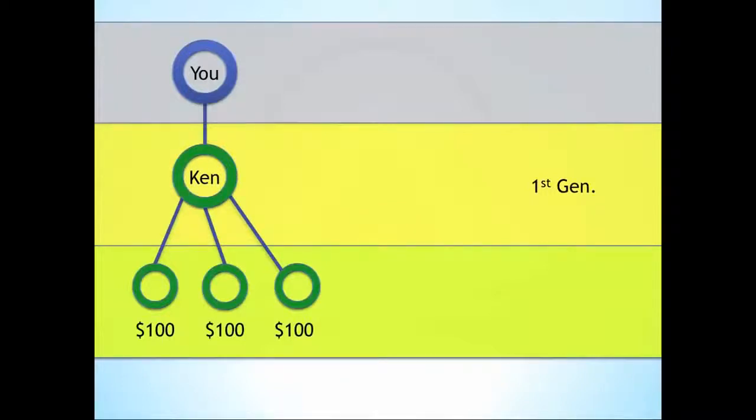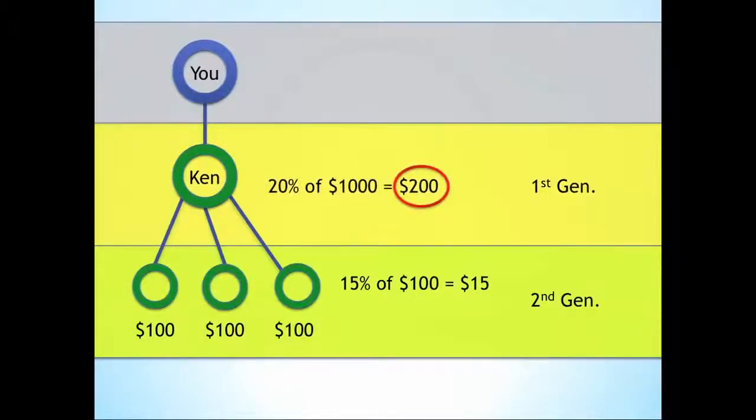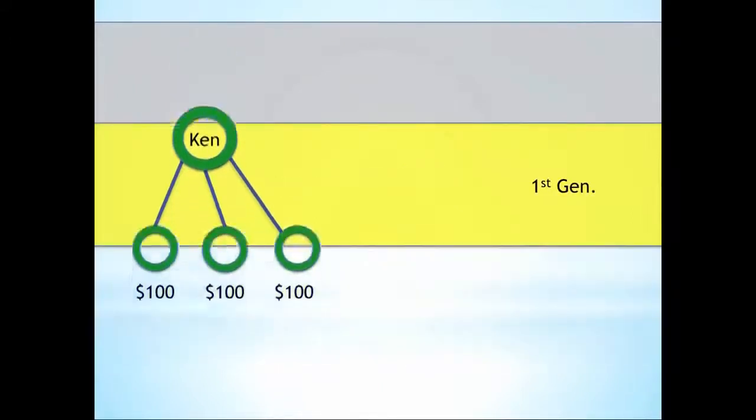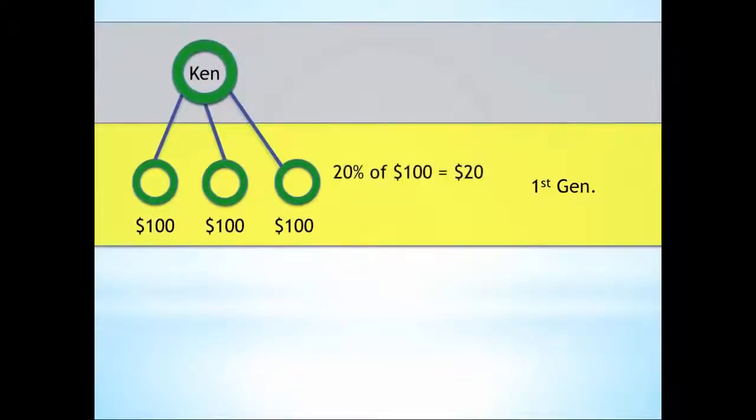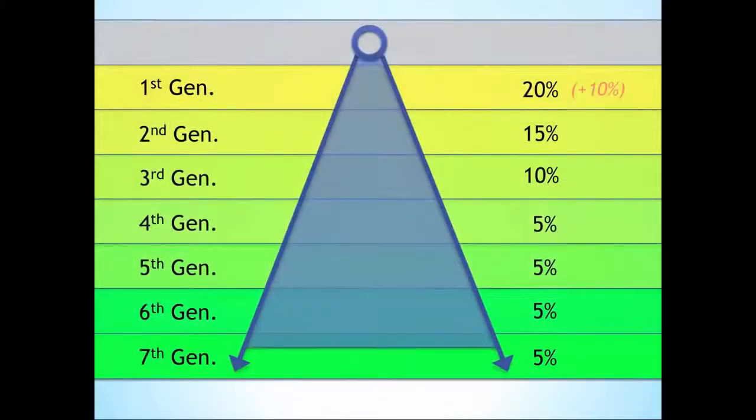So the people that Ken enrolls are on his first generation. That puts them on your second generation. If each of Ken's 3 personally enrolled people are earning $100 and they're on your second generation, you'll earn a bonus of 15% based on their earnings. So in this case, $15 each. Up to this point, you've earned $200 based on Ken's earnings and $45 based off of Ken's people's earnings. Ken, by the same mechanism, would have earned $20 from the earnings of each of his 3 people since they're on his first generation. This pattern continues through 7 generations of your enroller tree.